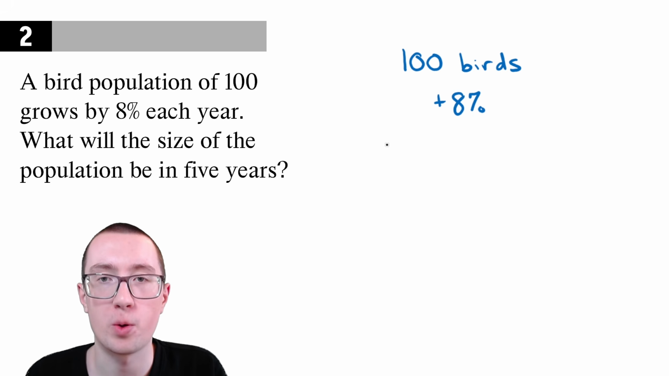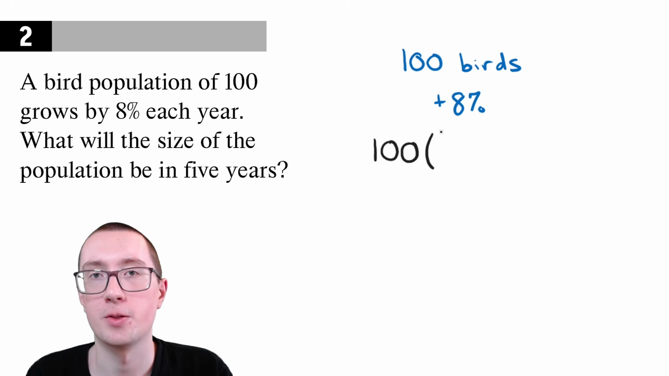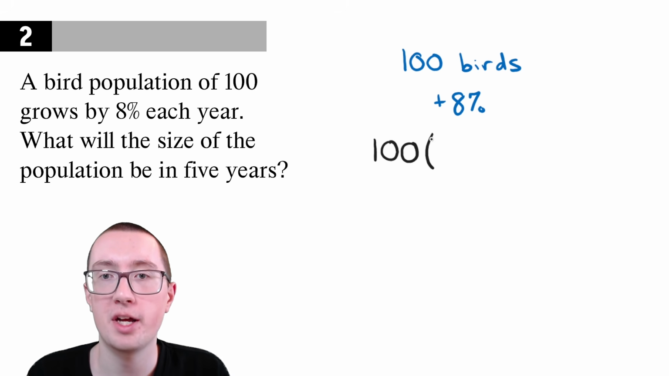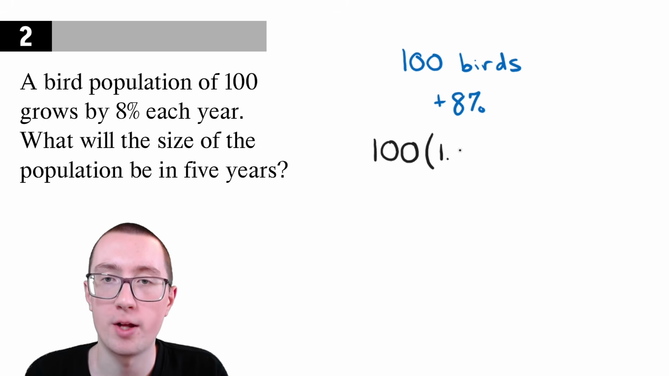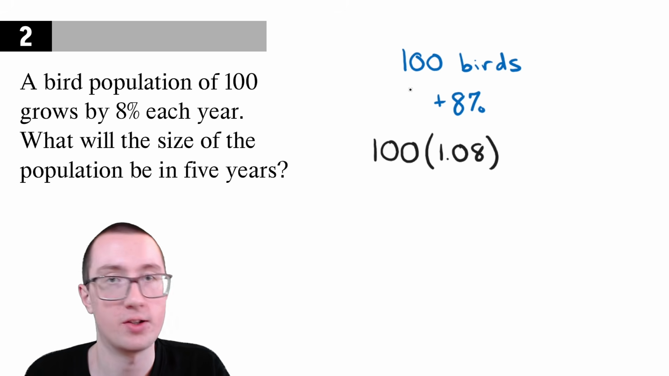So let's write this as a formula. We're going to take our 100 birds and we're going to multiply it by our rate. But instead of 0.08, we're actually going to use 1.08. And the reason for this is because the 1 represents the birds that we had originally. They're not going away.